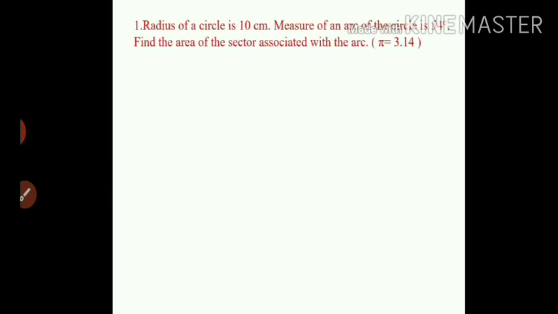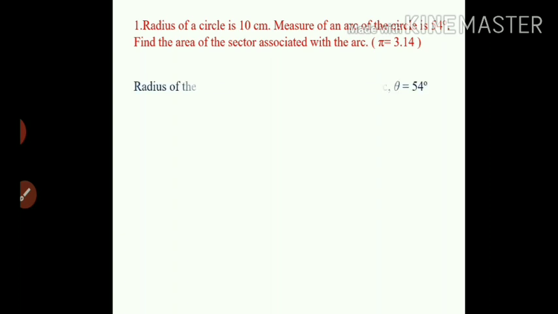Now question number 1 is, radius of a circle is given 10 centimeter. See, radius is given 10. Now the measure of an arc of a circle is 54 degree, means theta is given 54. Find the area of sector associated with the arc. Now see, again pi is given 3.14.